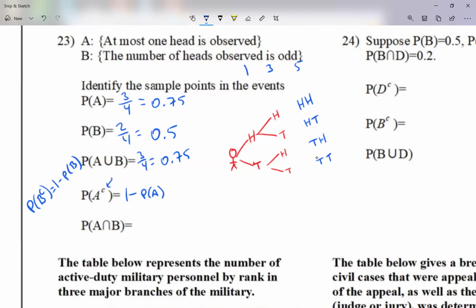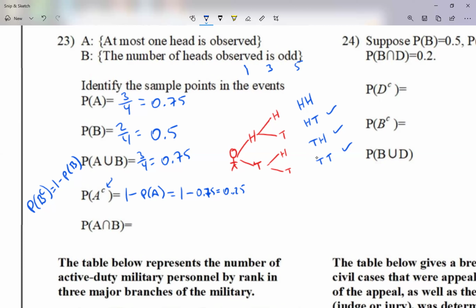So now here, 1 minus the probability of A. So what's 1 minus 0.75? My answer will be 0.25. Some of you might be like, wait a minute, Mr. Leonzo, what happened? Okay. We remember that A was that at most one head is observed. So that happened here, here, and here. That means at most one head or less, right? The probability of A complement, I'm looking at where it did not happen. So 1 out of 4 is 25%.